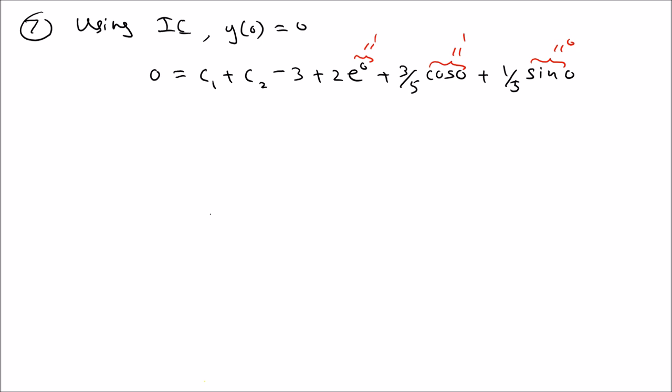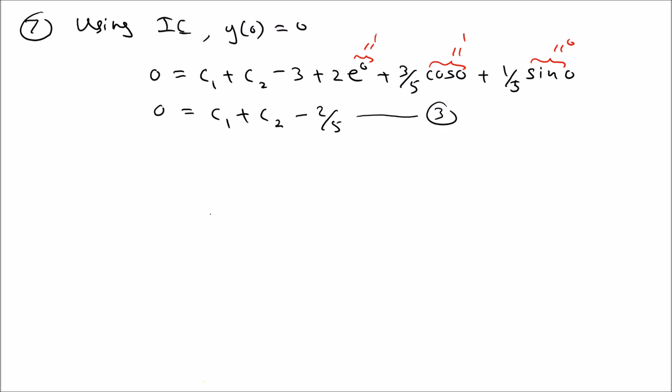So this is going to give you an equation. What equation are you going to get? You're going to get 0 equals c1 plus c2, and then we have minus 3 plus 2, so that's minus 1, plus 3/5, that means minus 2/5. That's what you get. I'm going to call this equation number 3 because we already have 1 and 2.